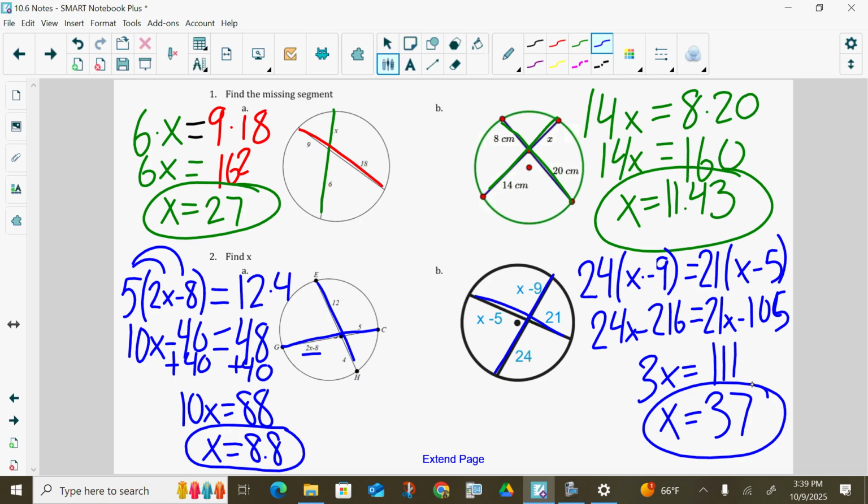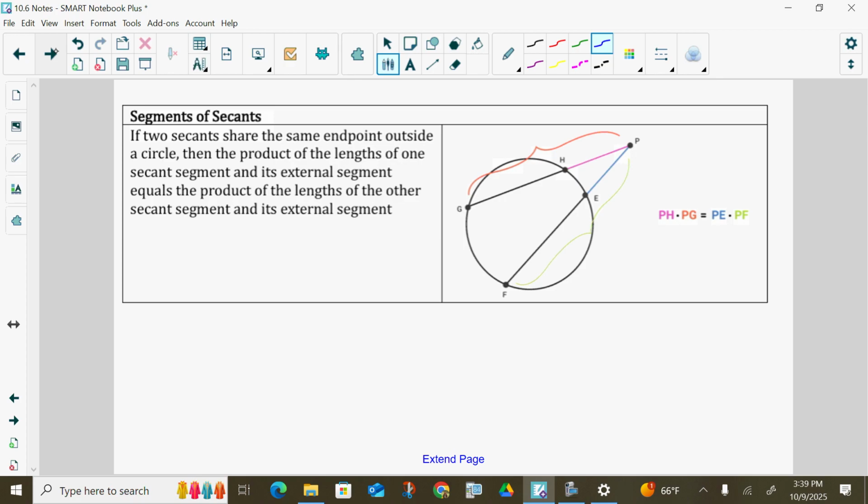So if you did not get that right, take a look at what I did up here on the board and make any corrections on the workpage. We're going to move on to our second theorem for the day, talking about secants.